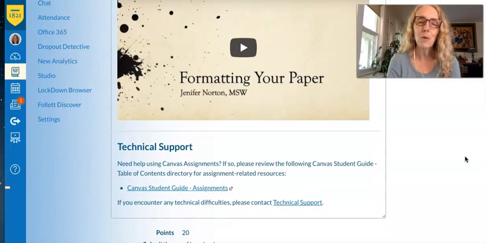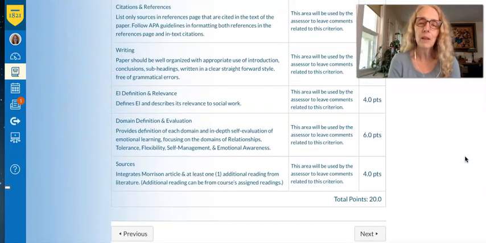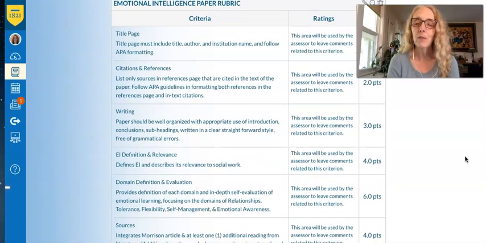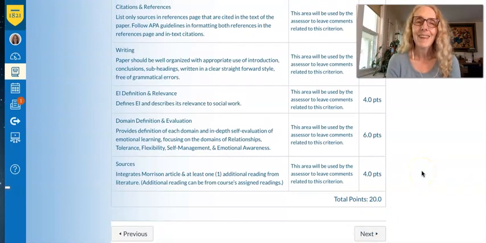Okay, it's about formatting your paper. And then here is the grading rubric. And then if you have questions, you'll let me know. And next up is week 3. But we won't go there yet. You just get to hang out in week 2 for a week, okay?